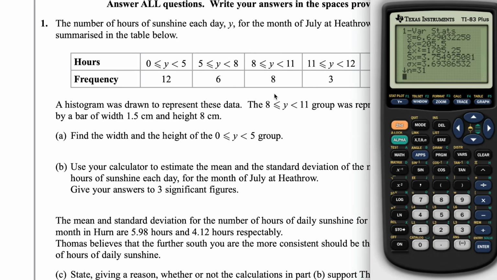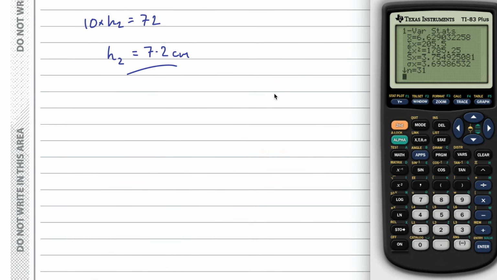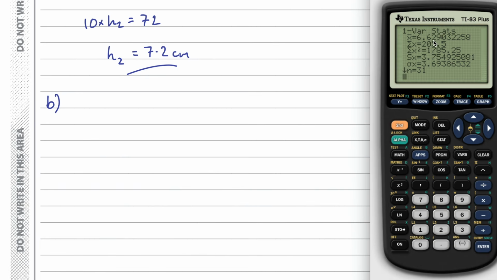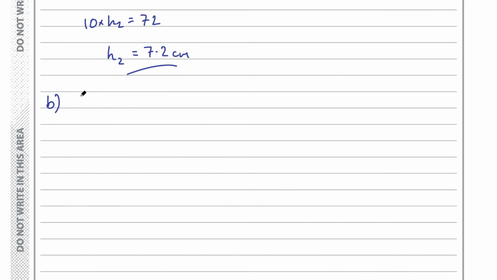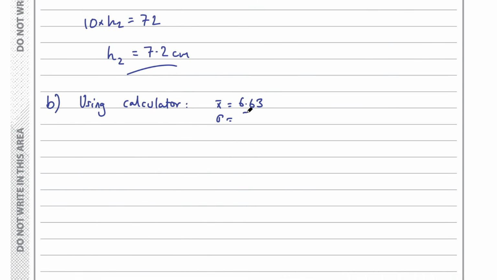Okay, so we just need to go ahead and write those down for part B, and it's set to 3 significant figures. So for part B, we're going to have 6.63 for the mean. So let's just say using calculator, the mean equals 6.63 and 3.69 to 3 significant figures. And so for part B, that's done.